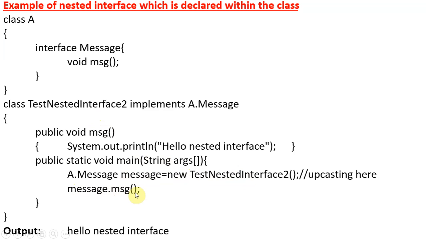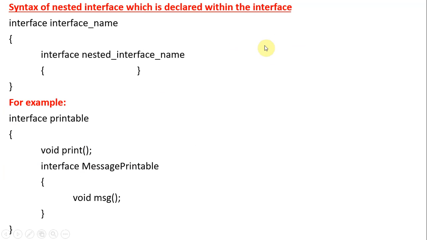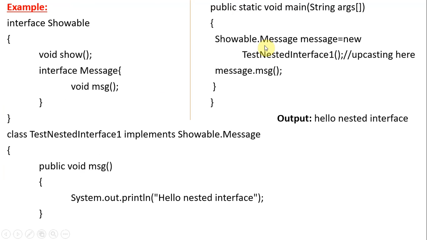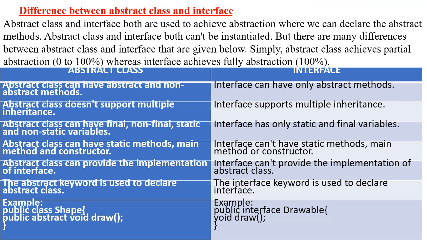Do you understand? Okay. So, nested interface means it can be in an interface or a class. This is an example of an interface within another interface, and this is an example of an interface within a class. Okay, now see the difference between the abstract class and interface.